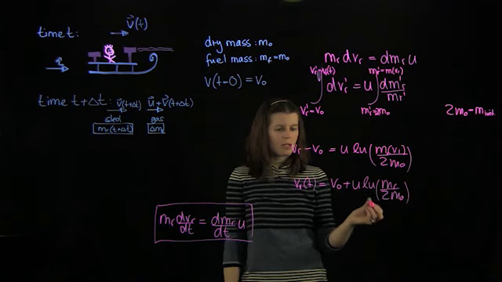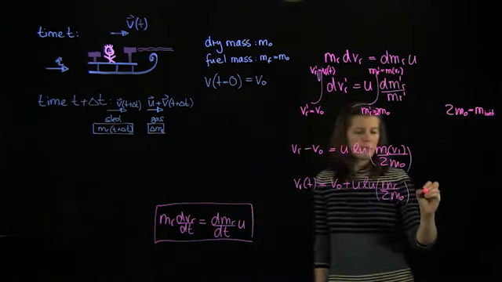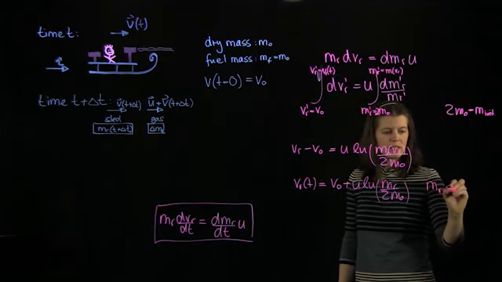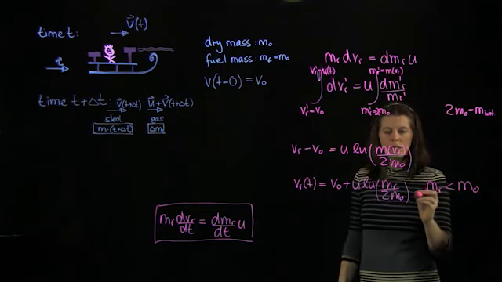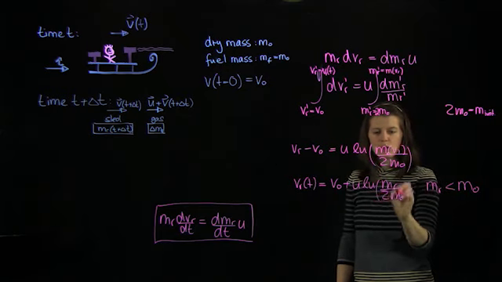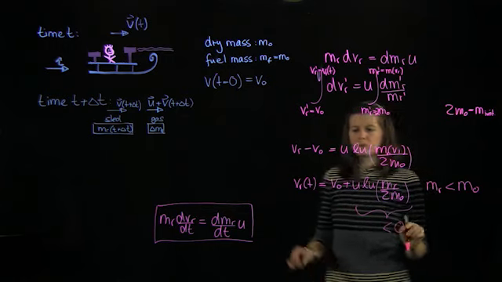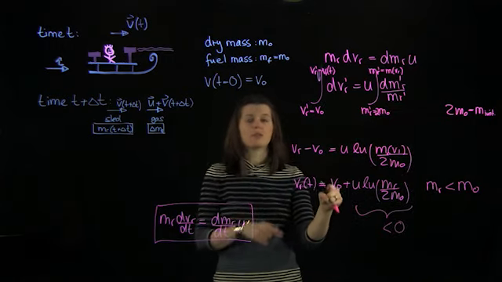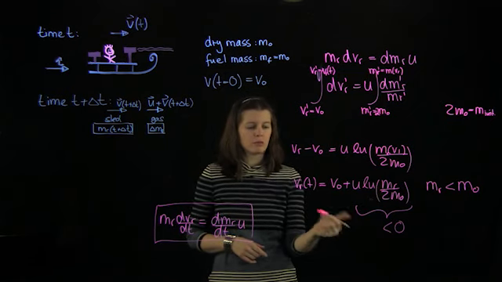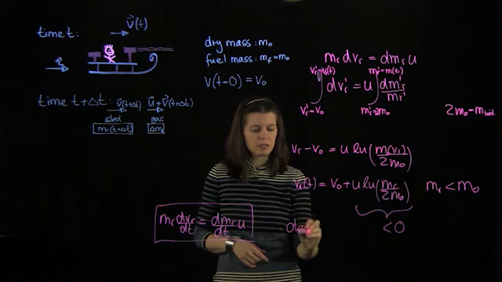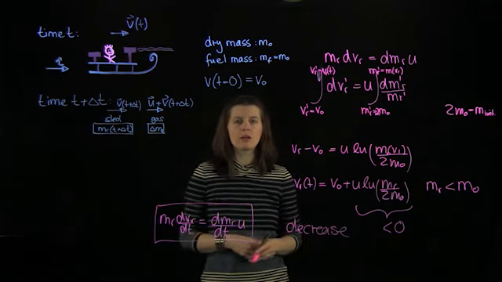So what does this equation tell us? m_r, the mass of the rocket, is less later on than it was before, which means this term here is going to be less than 0, which means the velocity is our initial velocity minus something, which means we have a decrease in velocity, which means my sled will eventually come to a stop.